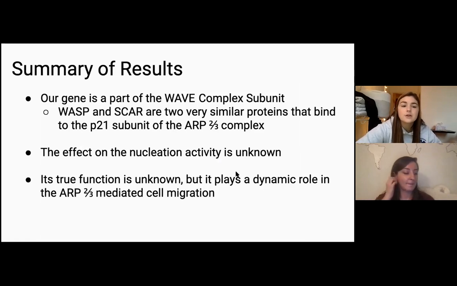So to summarize our results, what we do know is that our gene is part of the Wave complex subunit. From knowledge about the WASP and the SCAR protein, two similar protein families, they both bind to the P21 subunit of the ARP2/3 complex. The effect of nucleation activity is still unknown, and the true function of our gene is also unknown, but we know that it plays a dynamic role in the ARP2/3 mediated cell migration, and we know that it has a large role in cell growth and the development of the cell shape. So that is what we know so far about our gene. Thank you.